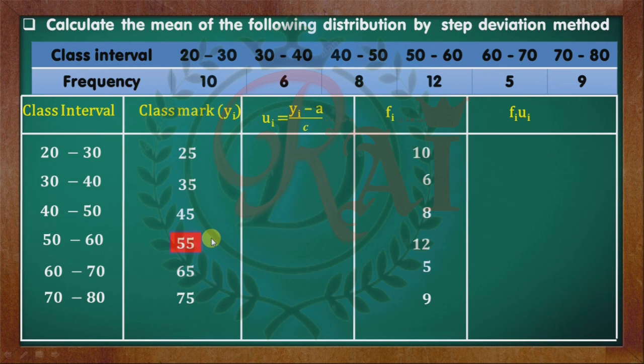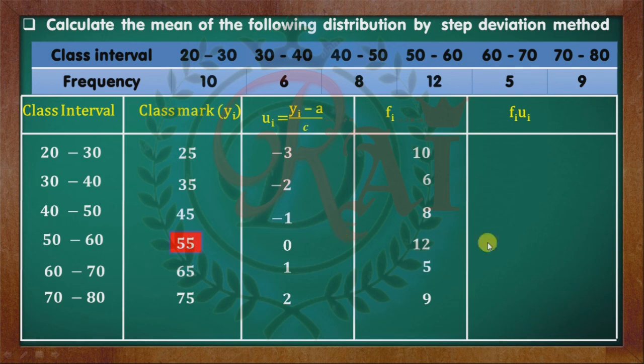We'll assume A. So in this case A is equal to 55. 55 minus 55 is 0, 0 divided by 10 is 0. 25 minus 55 is minus 30, divided by 10 is minus 3. 35 minus 55 is minus 20, divided by 10 is minus 2. 45 minus 55 is minus 10, divided by 10 is minus 1. So I'll get here 1 and 2.